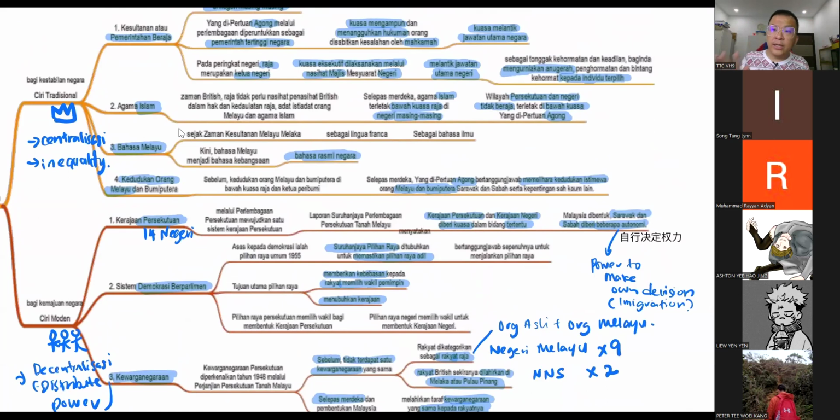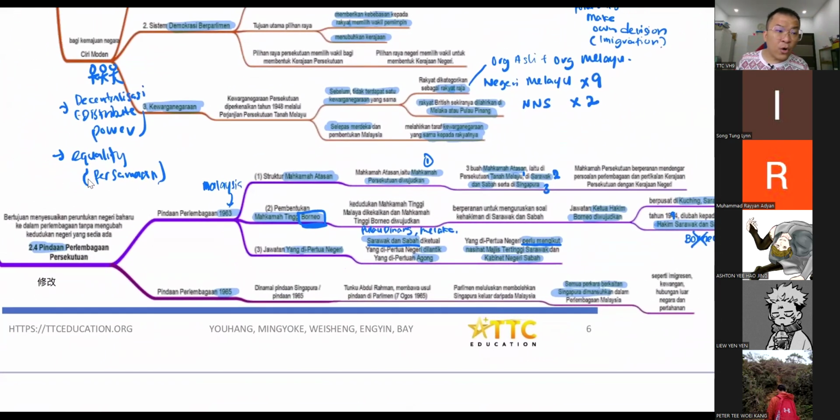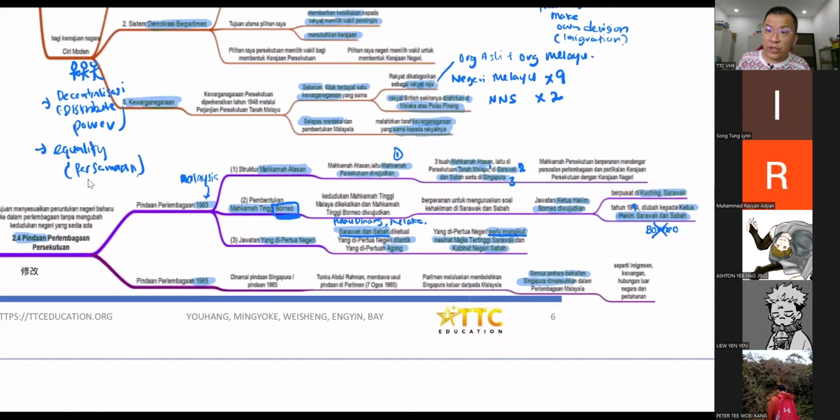This is called the issue sensitive. You cannot discuss openly in the public. You cannot criticize these 4 items in the public, or else you will have trouble. Of course, they will have a warning first lah. They'll warn you first before they take action.